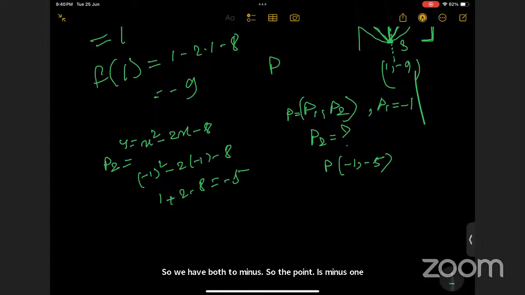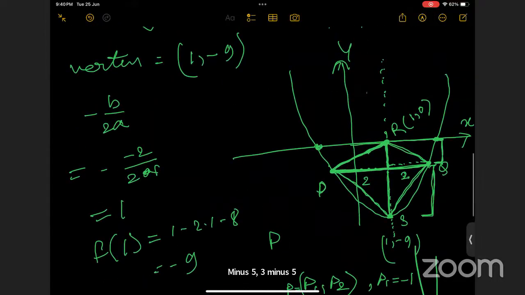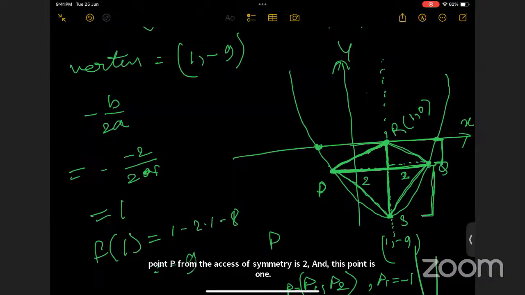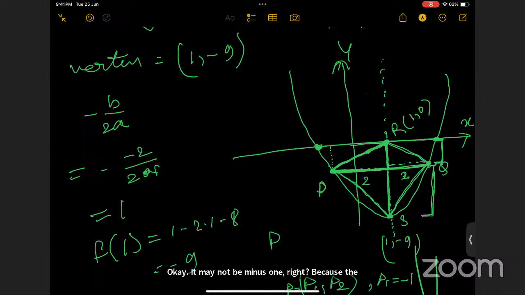Can you tell me how you got P1 to be -1 over there? Yeah, sure. P1 is -1 because the distance of the point P from the axis of symmetry is 2, right? And this point is 1. It may not be -1, right? Because the distance 2 means this point is 2. Q is (3, -5).